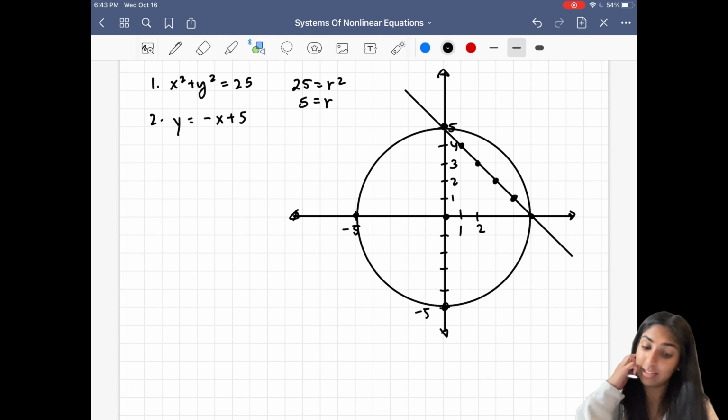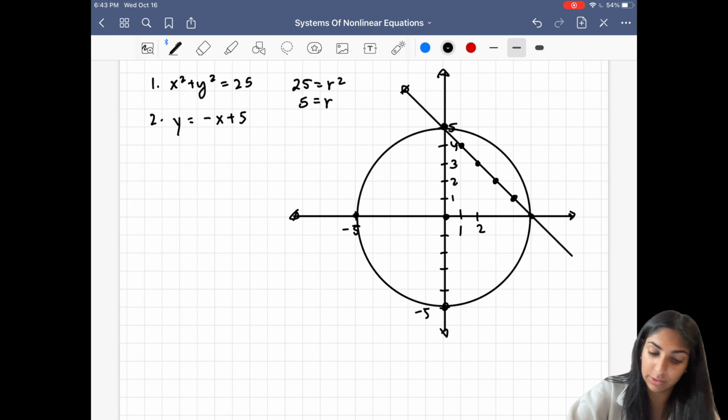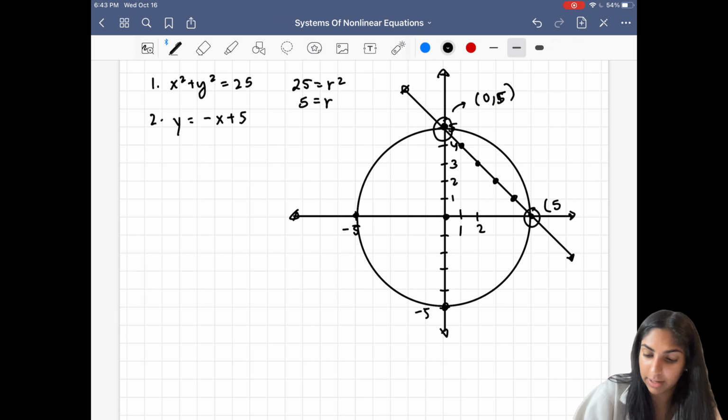So now we can see that the line intersects the circle at 2 points. It intersects right here and right here. This point is at 0, 5, and this point is at 5, 0.